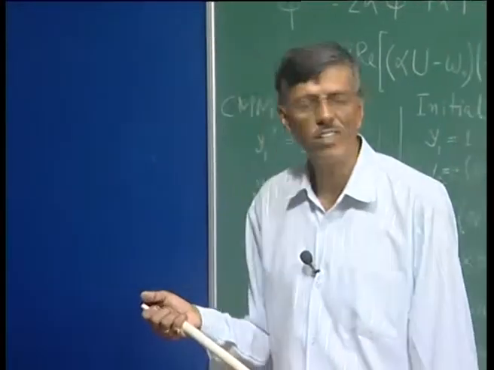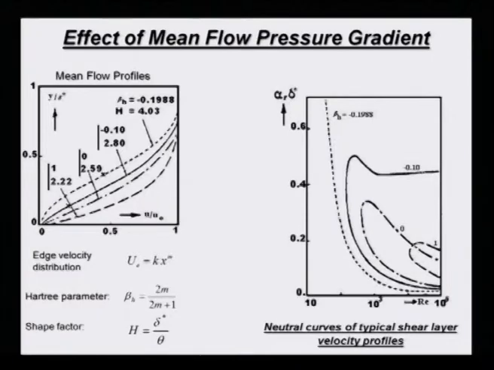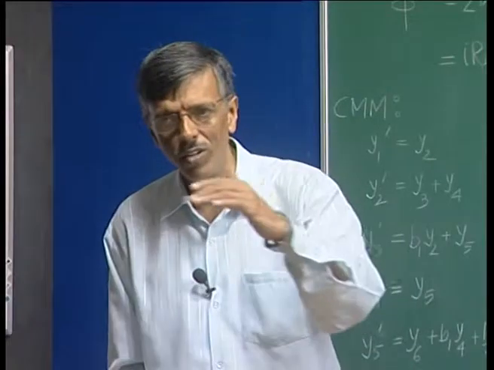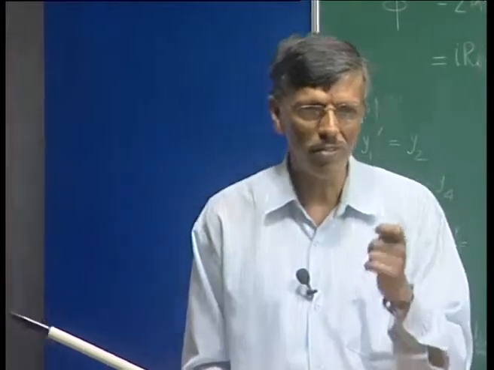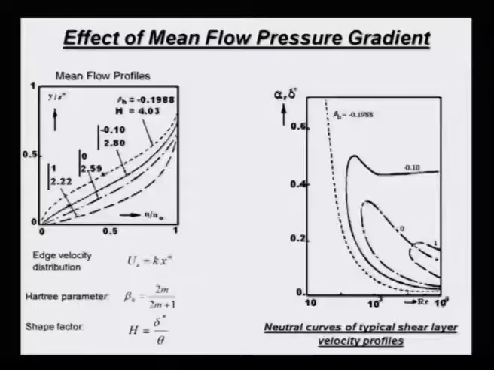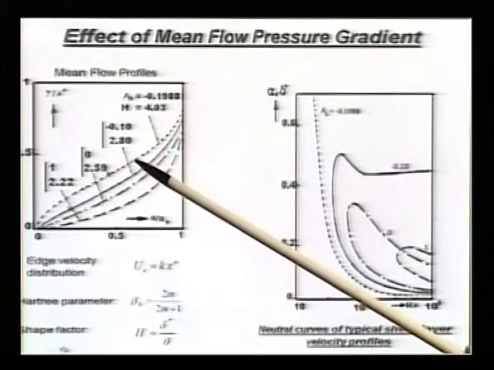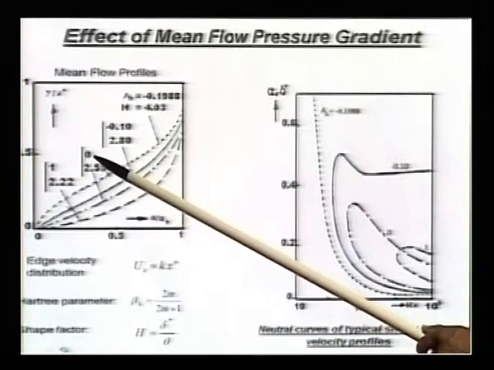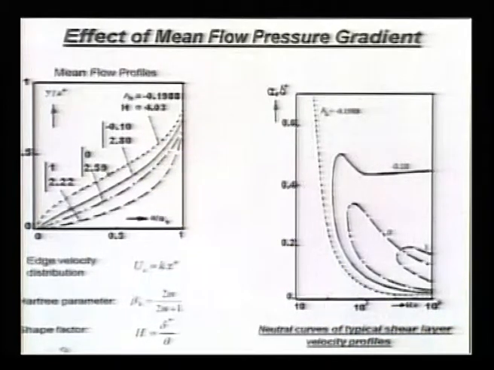You are going to get a variable pressure gradient flow, and what we are then talking about is a different mean flow profile. As we go along over the wing at different stations, we are going to have different mean flow profiles, and here are some profiles plotted for your benefit. Now, this one here indicated by the 0 and 2.59, this actually is your zero pressure gradient boundary layer.